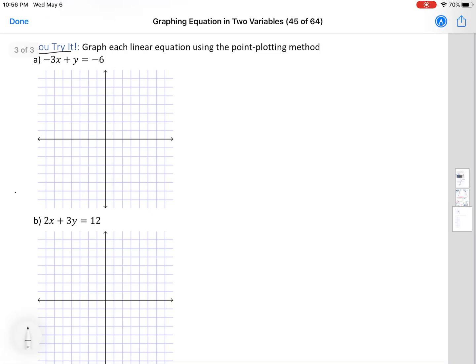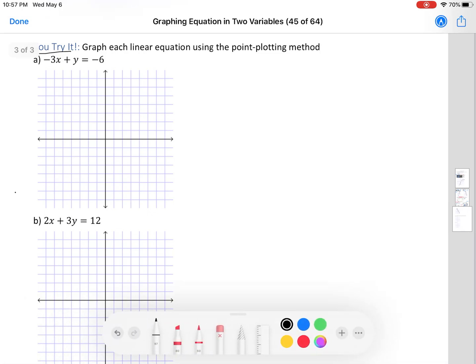Okay, let's see what the problem looks like. So just like before, my y is not by itself. You take a look at your equation and you're like, ooh, that y. I need to get that by itself. Just like before, this one is only one more step to do.